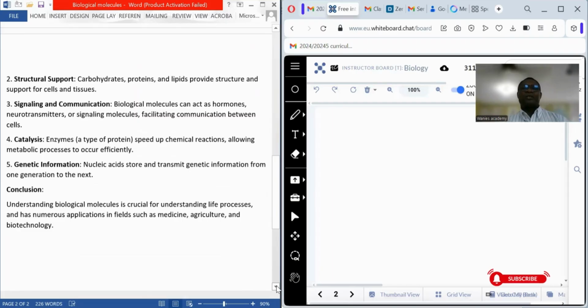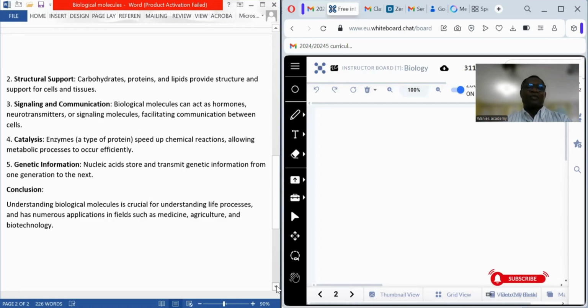Signaling and communication is another major function of biological molecules. I said earlier that proteins are messengers. They help in the transport of signals, messages, and information around the body of organisms. So biological molecules can act as hormones, they can act as neurotransmitters or signaling molecules, which facilitate the transport of communication from one end to the other end in the body of organisms.